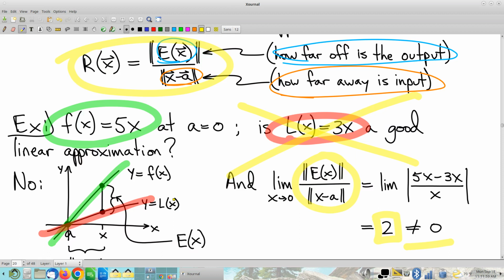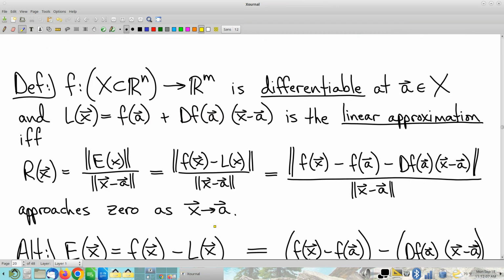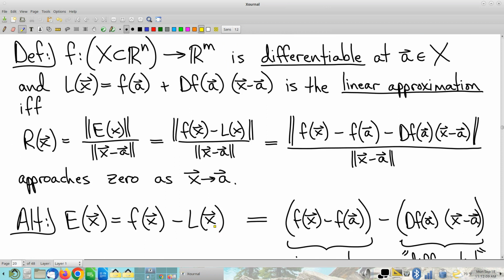All right, so that's all it is. Vanishing relative error is a convenient term that people use to describe this. And here's how we write it down, and I know it's scary looking, but I don't want to get bogged down in details. But notice all this thing is, oh, I'm out of time.